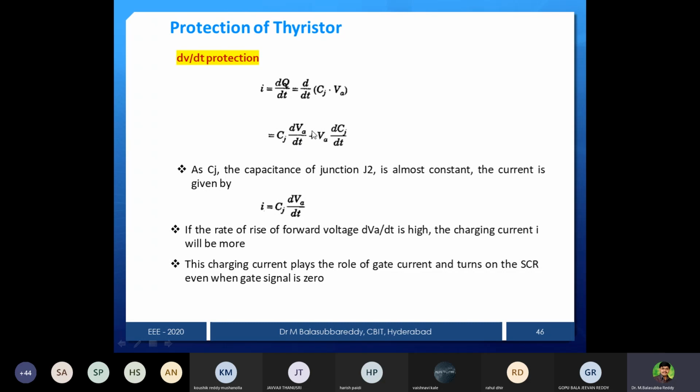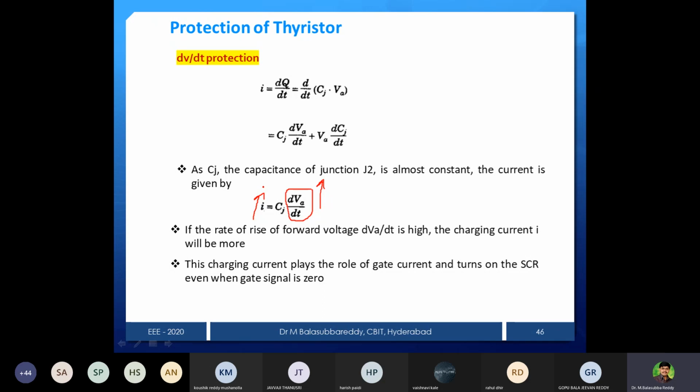Now if the rate of rise of forward voltage increases, because the device is in off state and we are applying this supply across anode and cathode, then there is a chance of getting higher voltages. Rate of rise of voltage, if it is high, then what will happen? Current also will be high. This charging current plays the role of the gate current and turns on the SCR eventually.